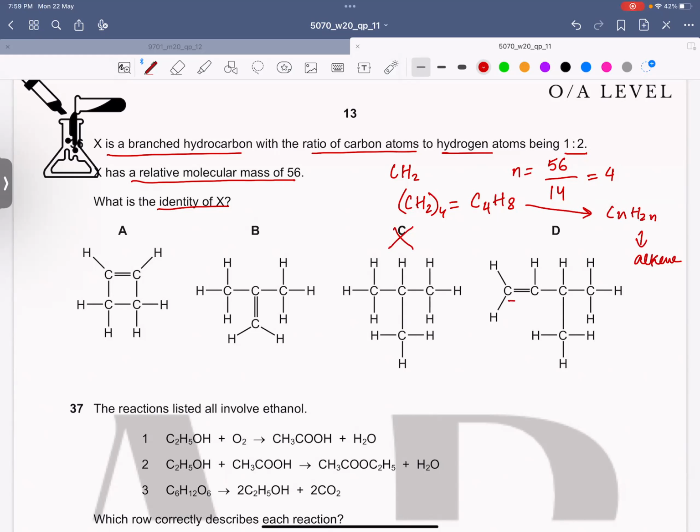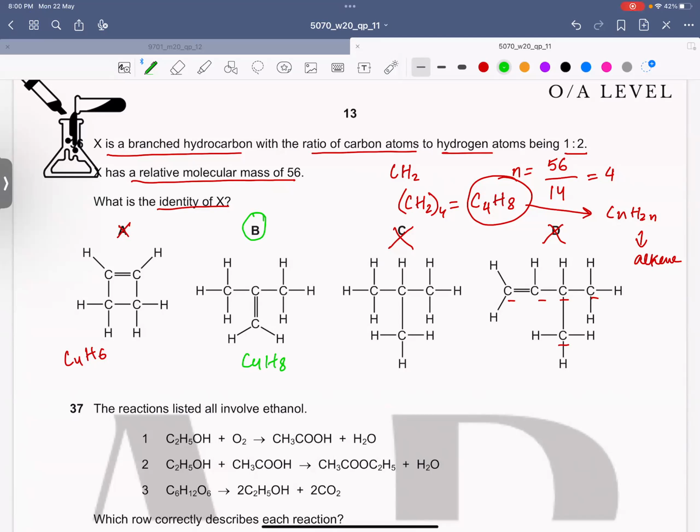Now, if you look at 1, 2, 3, 4, 5, so it is also wrong because we got this formula, right? Now, if you count this, it is C4H6, but the other thing, it is not branched. So we are left with the B option. So B option is correct. It's branched and it is C4H8. Yes, Abdullah and Hassan, is this clear? Yes, sir.